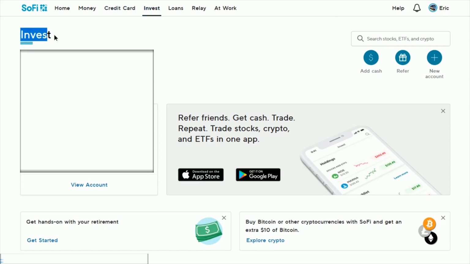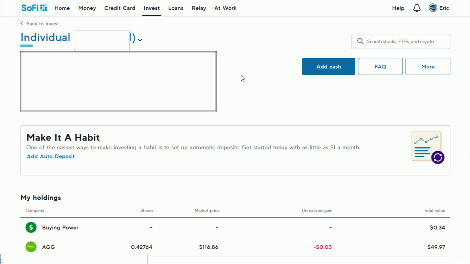That's going to take us over to our Sofi Invest page. Then we want to go down and click where it says View Account. And this brings us over to our investment page. And if you want to change the investing account that you want to sell the assets from, just click on this little down arrow right here. Select the account that you want to sell the assets from.